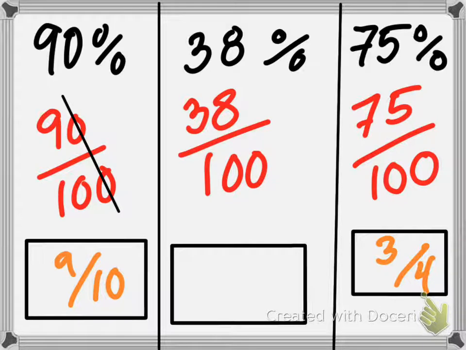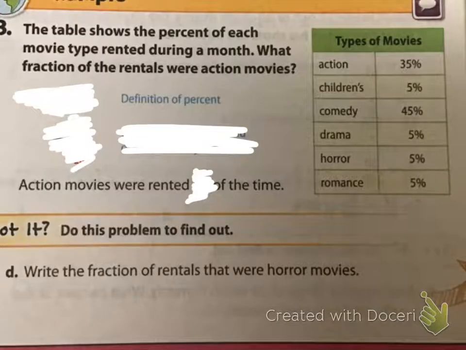Excellent. And Gio, do you have your answer for 38 over 100? It is 19 over 50. Perfect. 19 over 50. They are only divisible by 2. 19 is a prime number, and 50 is not divisible by that prime number, and so that's it. Like I said, we just put our percents over 100 and then simplify. That's the whole thing.